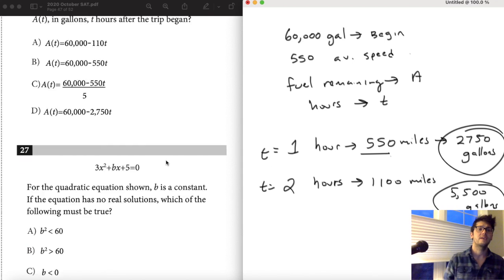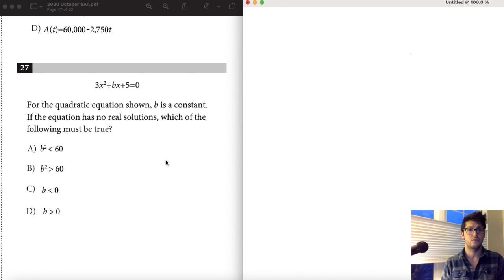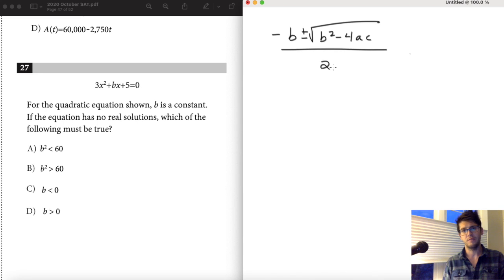All right, 27 asks you to have no real solutions. Which of the following must be true? There's a few ways of doing this. The most reliable way is to use the discriminant. So what is the discriminant? Well, it's part of the quadratic formula. The quadratic formula is more than just one formula. It's also a grouping of two pieces. Negative b over 2a.